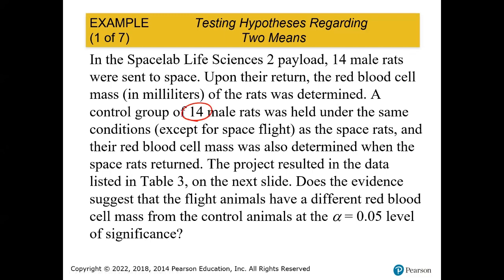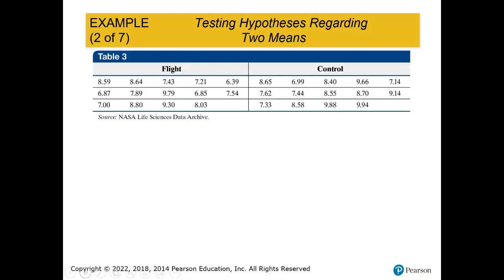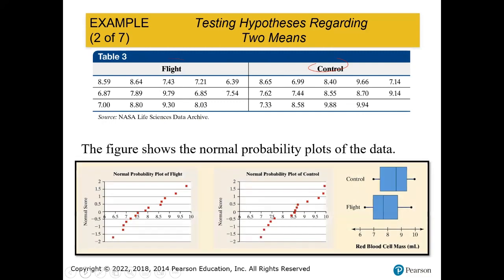Our sample is 14. That is less than our required 30. So we have to double check that it is normal. So here are our flight rats. Here are our control rats. In order to be able to run this test, we have to double check if they are normal. So after we enter our data, we would click our normal probability plots and/or a box plot.